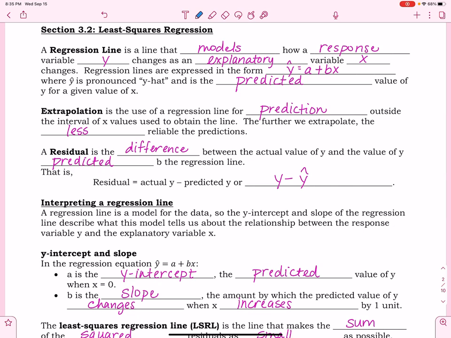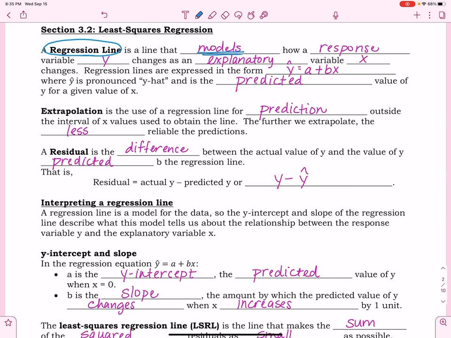Now, you should all be familiar with what a regression line is. It is a line we come up with based on the relationship of your x and y variables. So whatever your scatter plot looks like, we find a line that fits it the best. We've also called it a line of best fit. It just models mathematically or algebraically how the response variable is changing based on the explanatory variable.